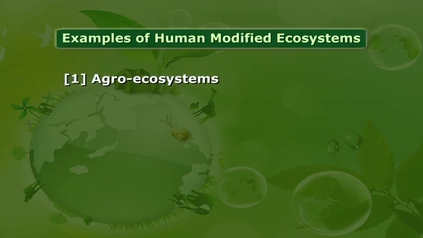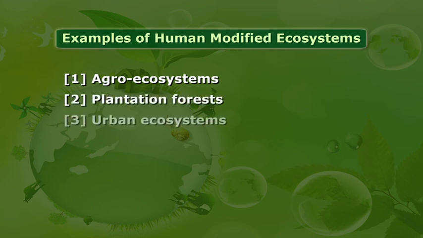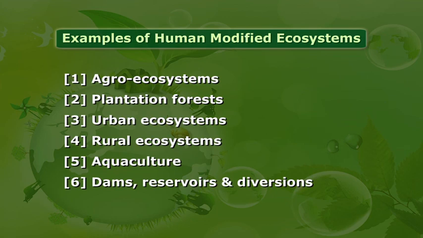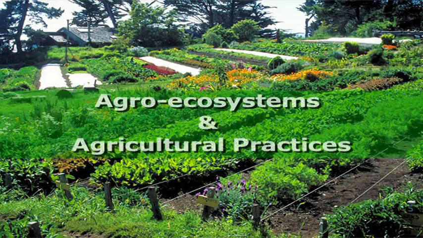Good examples of human modified ecosystems include agroecosystems, plantation forest, urban ecosystems, rural ecosystems, aquaculture, as well as dams, reservoirs and diversions. Let us get the brief information about each type of human modified ecosystems one by one. Let us study first example of human modified ecosystem as agroecosystems and agricultural practices.